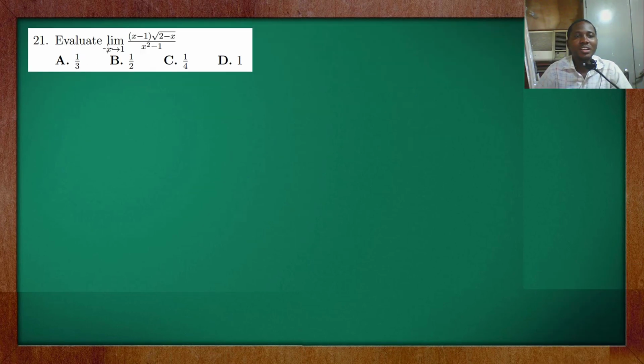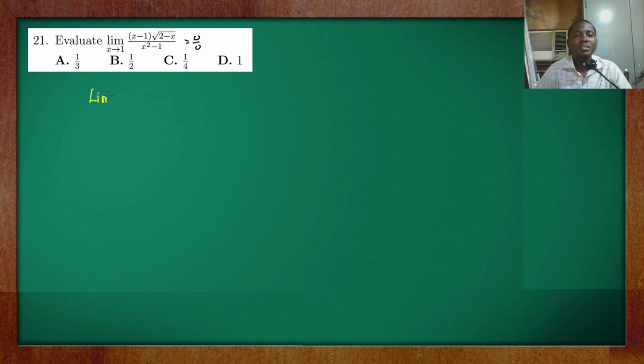In this question, we have to evaluate the limit as x tends to 1 of (x minus 1) multiplied by the square root of (2 minus x), all divided by x squared minus 1. If you check by direct substitution, you will see that we are going to have 0 divided by 0. That means we need to simplify our expression.